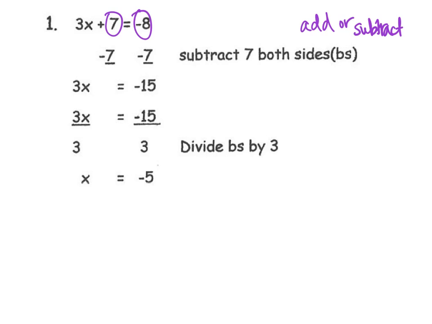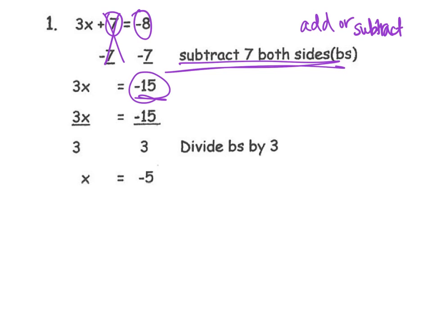So adding or subtracting means getting the x alone. So whatever's in the way, move that first. The 7 was there. It needs to be added or subtracted first. I subtracted 7 on both sides first. Okay? My 7's then canceled, and I had a -8 and a -7. That's where I got my -15 from. So now I have 3x equals -15.